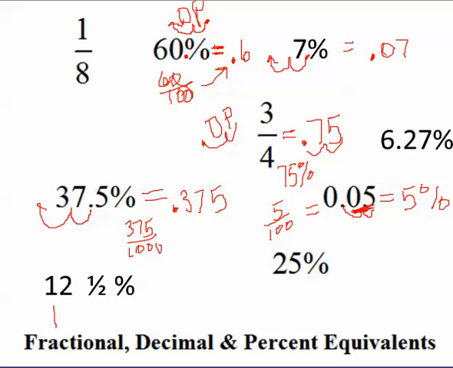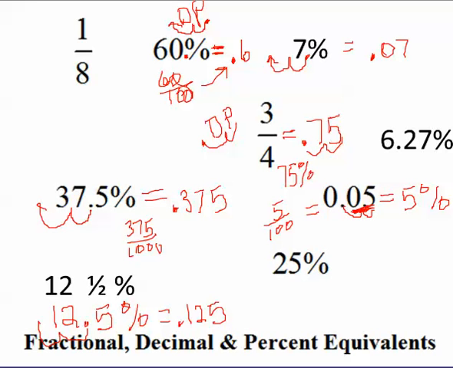This guy's kind of weird. He looks like he is a fraction. I like to think of him as 12.5, or 12.5%. I have a percent. I need to get to a decimal. I start at the P, go back to the D. I end up with 0.125 as my decimal equivalent, or 125 over 1000.